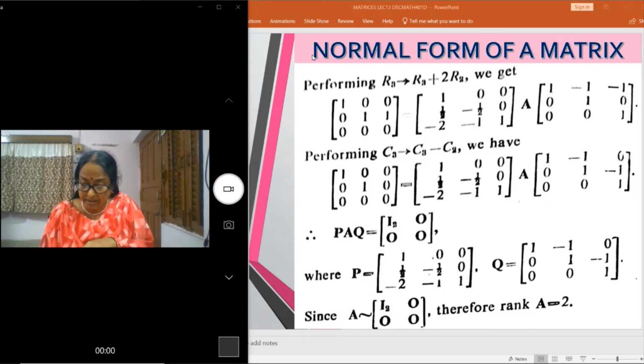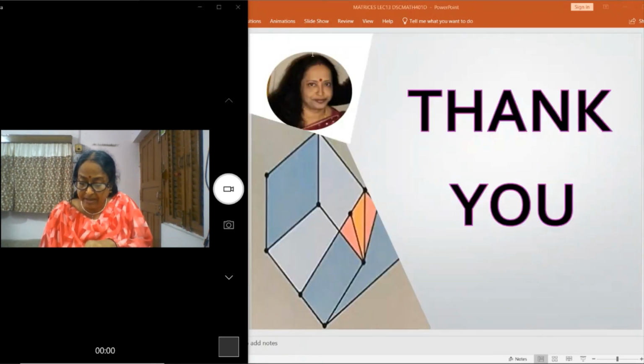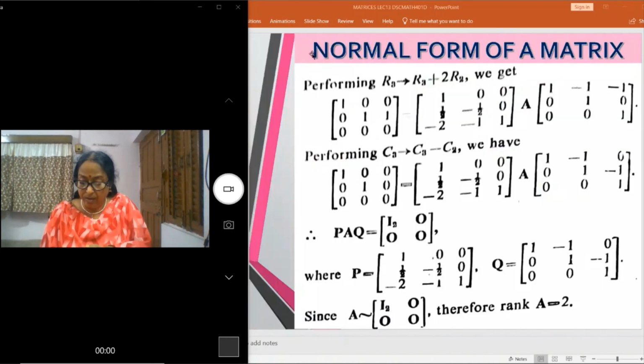Here I have given another example. Here in this example, the matrix has 3 rows and 4 columns.